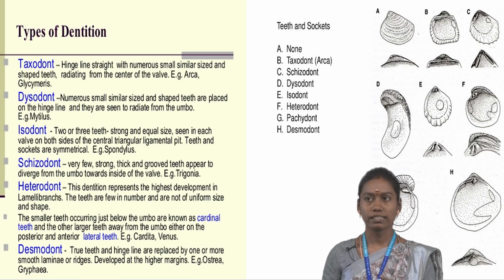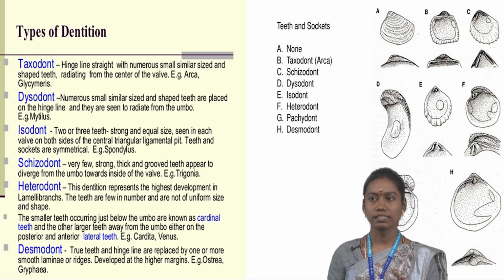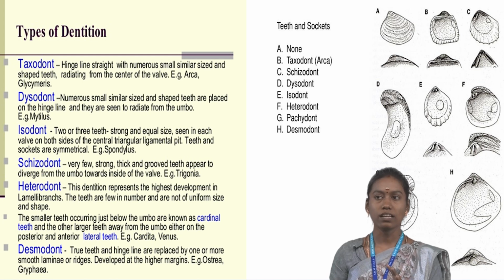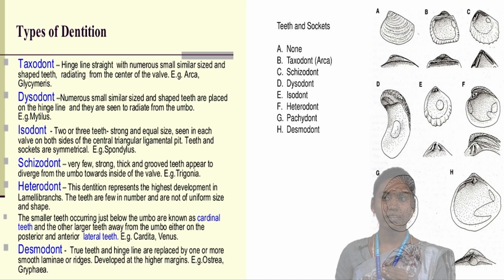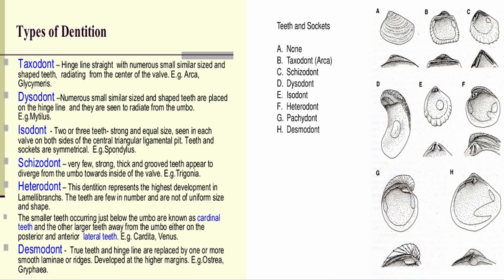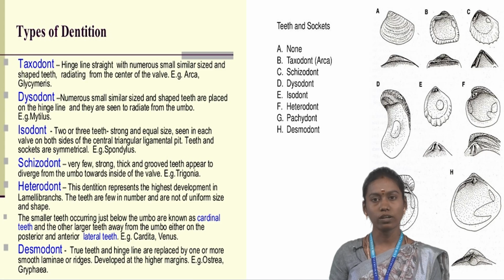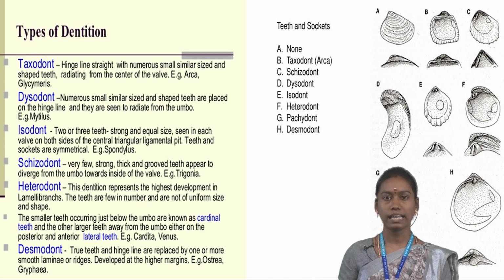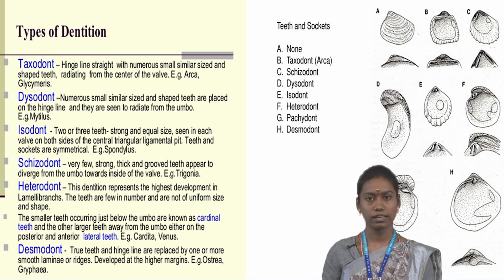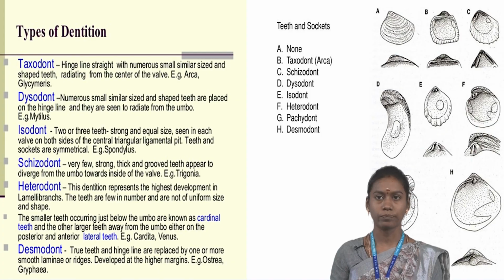On the right side, we can see the pictures marked A, B, C, D, E, F to H. These are the fossils showing the types of dentition under the umbo. In this picture, you can clearly see the taxodont, disodont, isodont, schizodont, heterodont and desmodont types. Two other types of dentition are also present, one being edentulous, which means true teeth and sockets are absent.